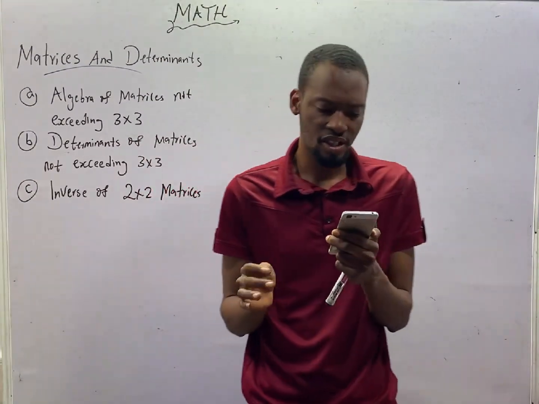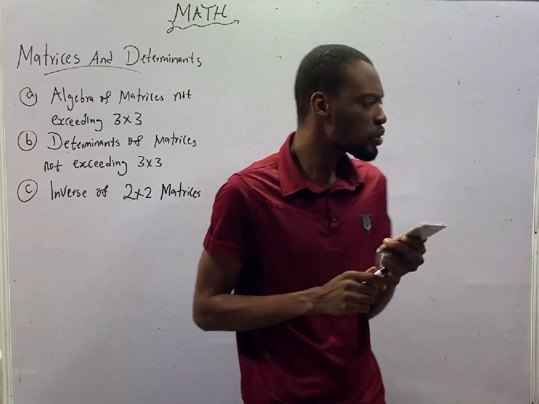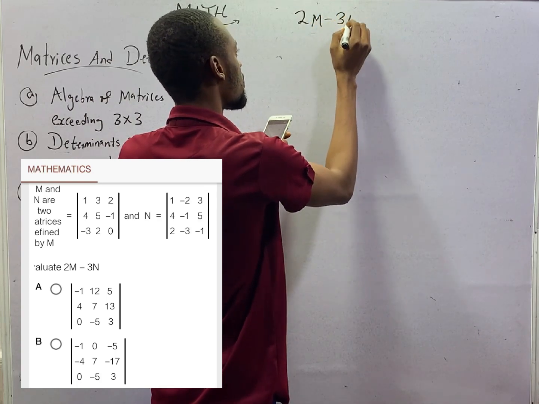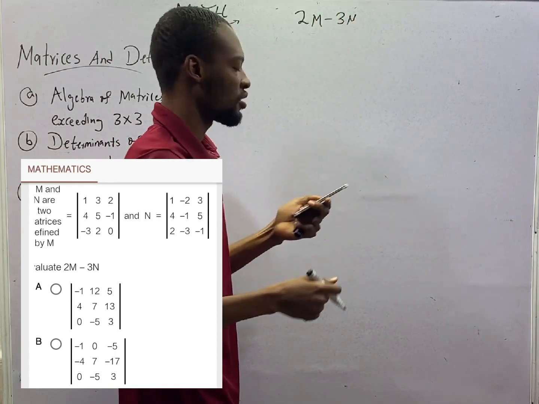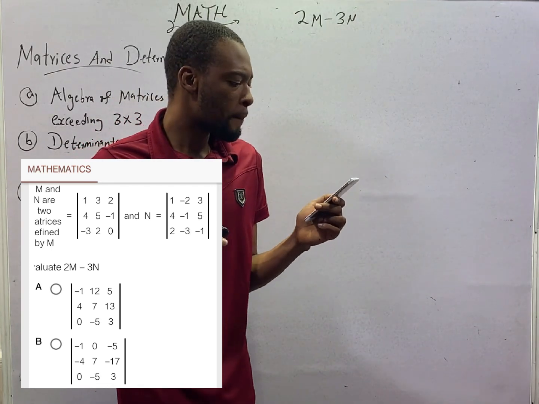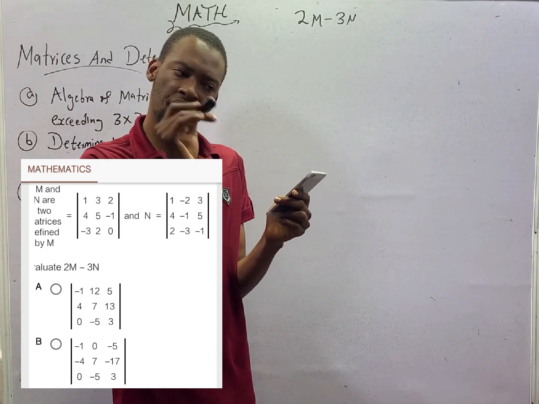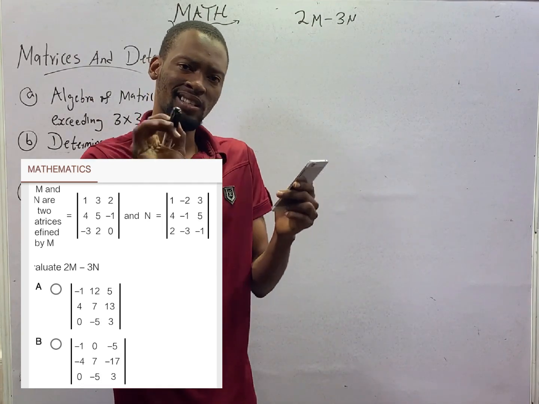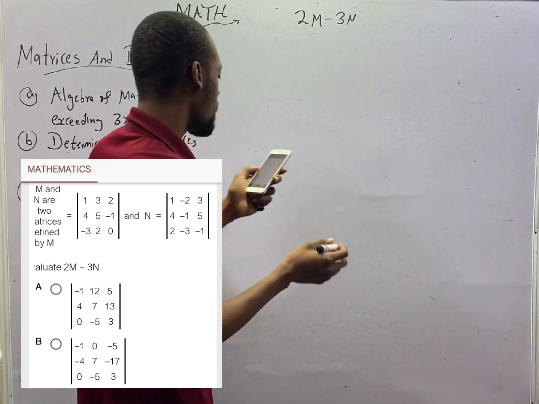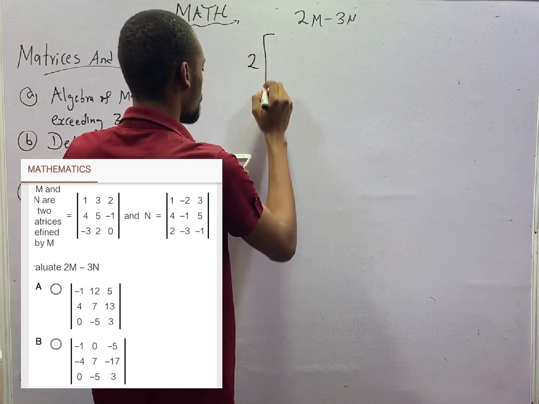We are given two matrices, M and N, and we are asked to find 2M minus 3N. This is algebra of matrices. And don't forget, the first matrix is M, the second is N. They did not say M minus N, no. They said 2M minus 3N, which means the matrix M, multiply it by 2 to have something like this.